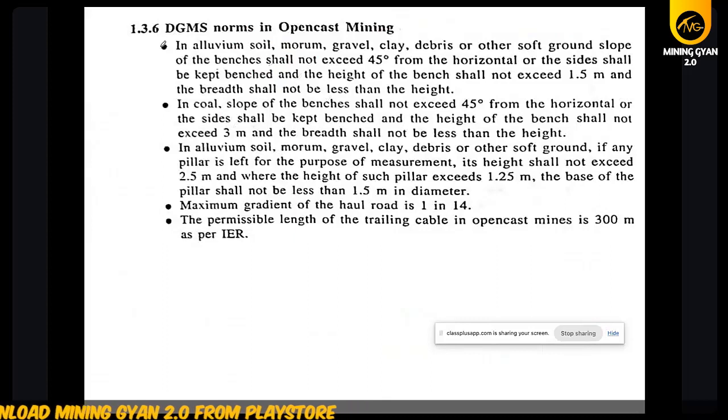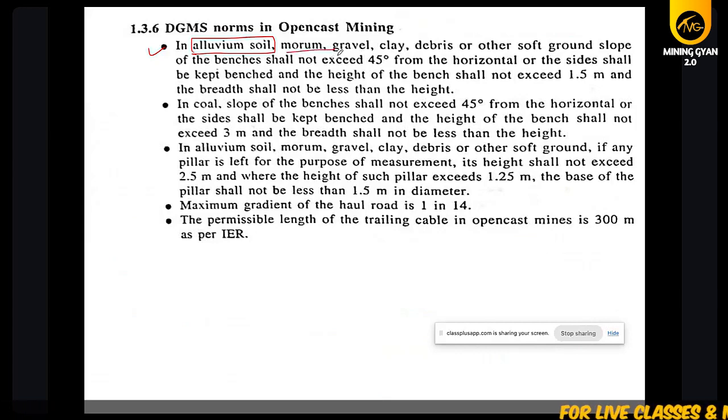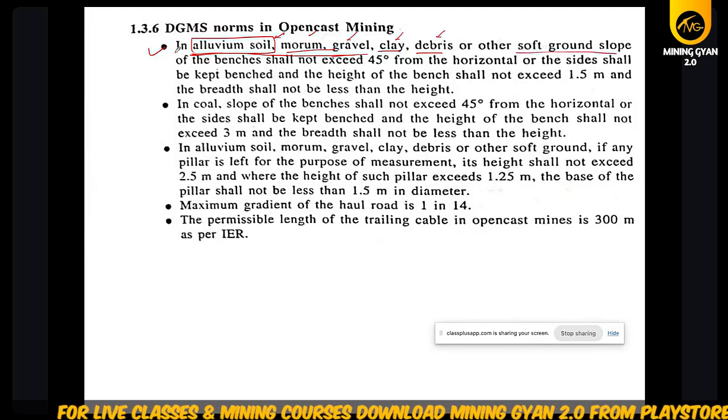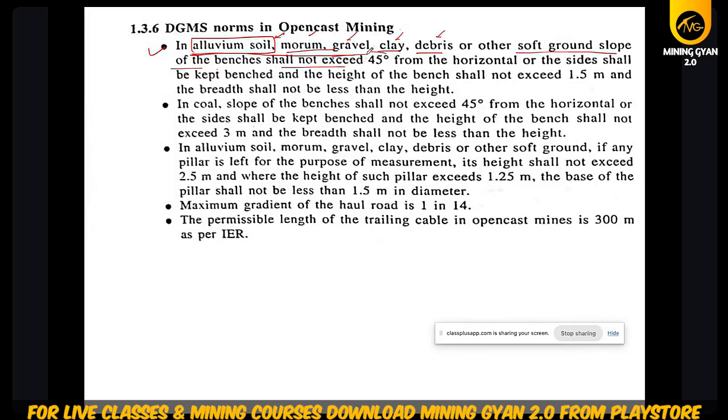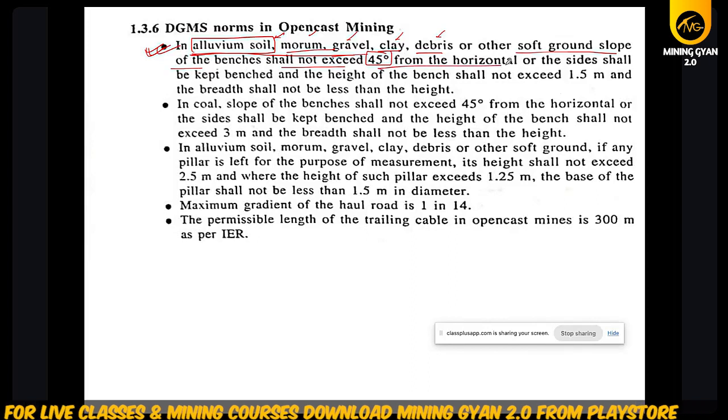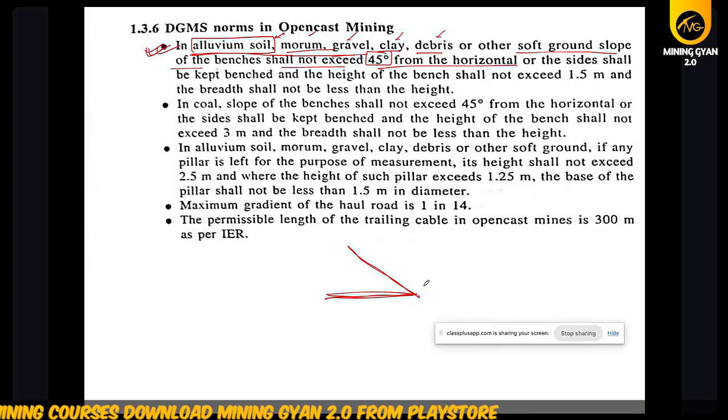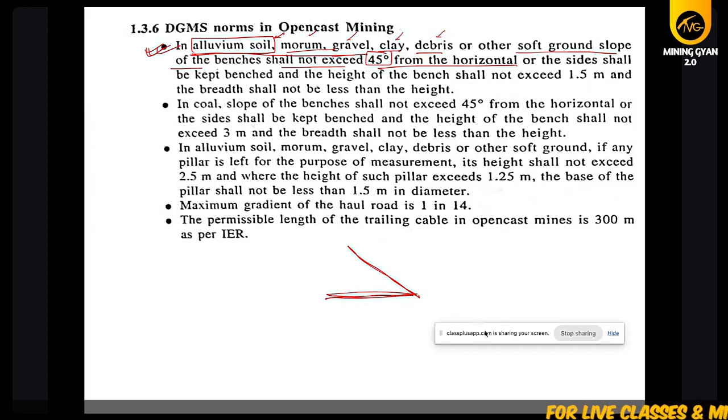You should remember the first is alluvial soil, morum, gravel, clay, debris. Please remember, for the alluvial, morum, gravel, clay, debris, and other soft ground, the slope of the bench shall not exceed 45 degrees from the horizontal. From the horizontal, the bench should be not more than 45 degrees. Otherwise, I told you it will collapse.